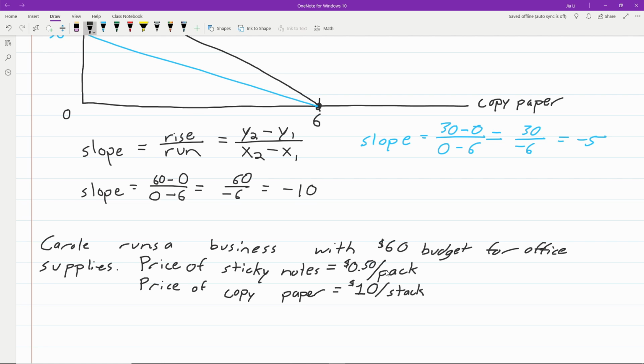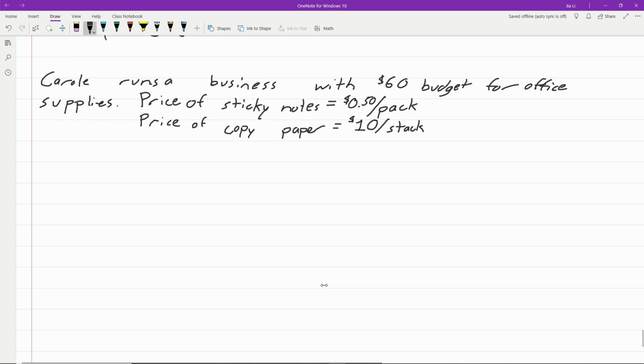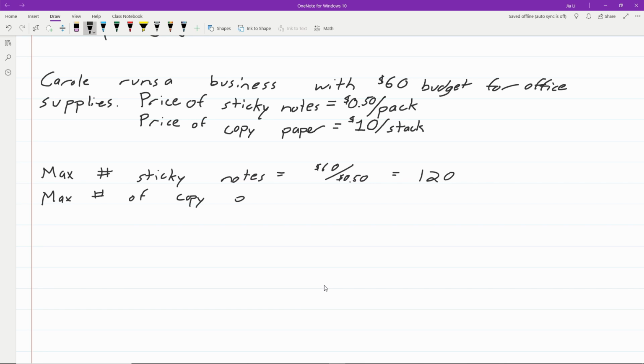50 cents per pack. Then let's do the same analysis we did from before. Max number of sticky notes she can buy is, she has a $60 budget, divided by 50 cents per pack. She can buy 120 packs of sticky notes, right? Then max number of copy paper that she can buy with her $60 budget is her $60 divided by $10 per stack, and that just becomes 6 stacks of copy paper, right?